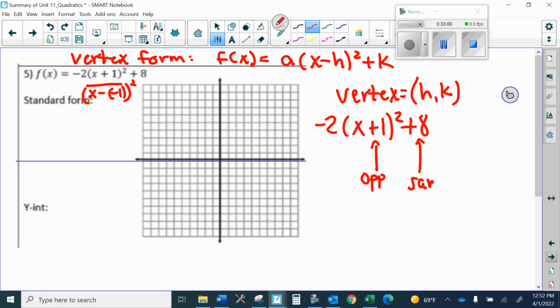same. Okay. That's my vertex. Obviously, this is the x-coordinate because it's next to the x value, and then this is out by itself, the y. This really could have come from the other side.